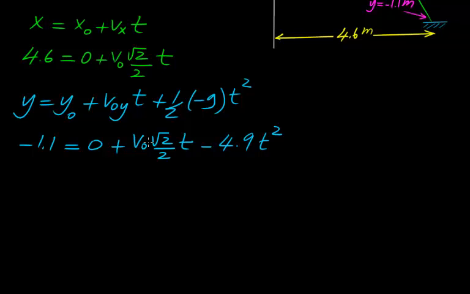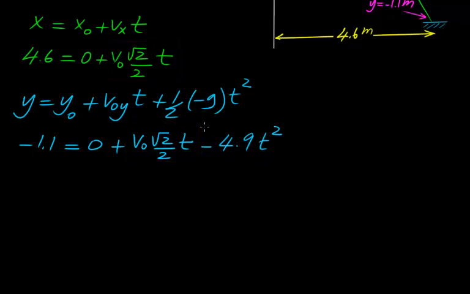In this case, we need to use the two equations. We call that simultaneous equations. In general, people would isolate the v0 from the x equation and plug it into the y equation. But if you pay extra attention, you're going to notice that this term here, v0 square root of 2 over 2 times t, is repeated again in the y equation. Therefore, all you need to do is substitute the entire term of v0 square root of 2 over 2 times the time t by 4.6.